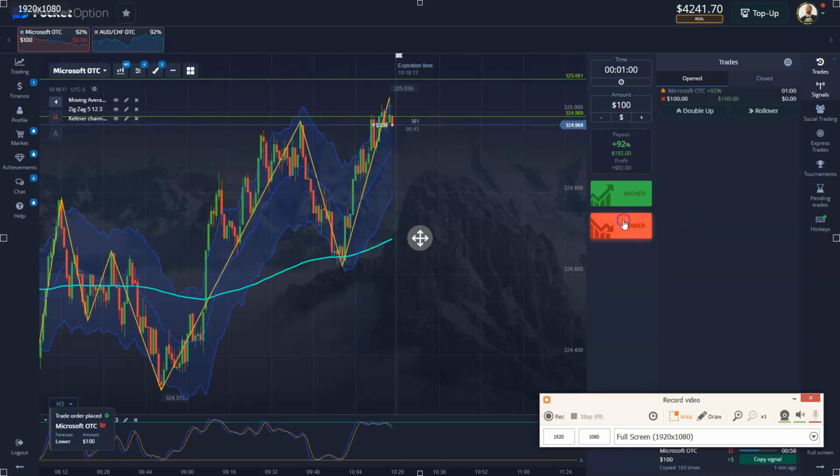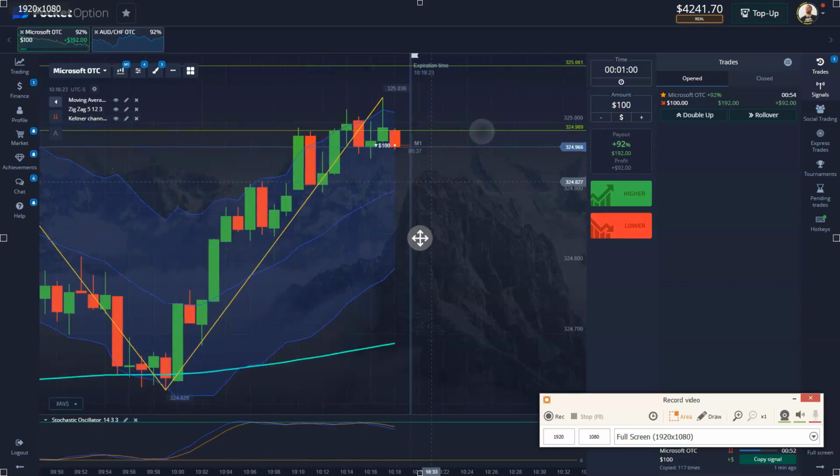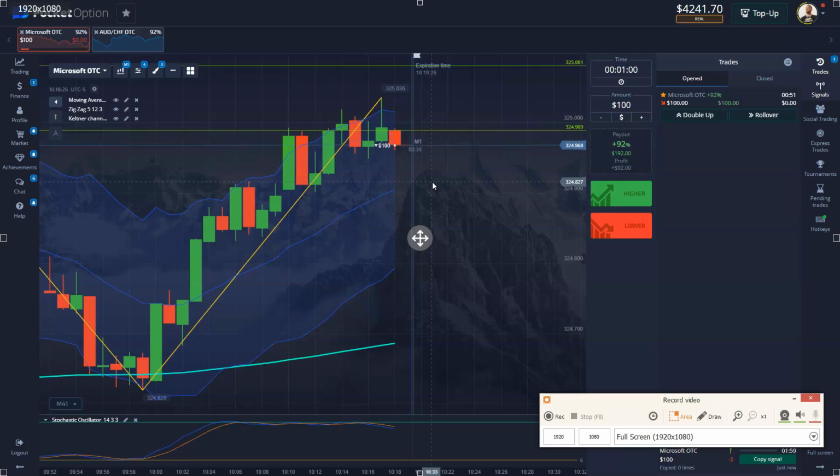Oh, we broke down below? I'm going to sell. We broke down below this zone, which, again, I could be wrong, but we broke back below this zone and closed below. So I'm feeling like we're going to continue down.